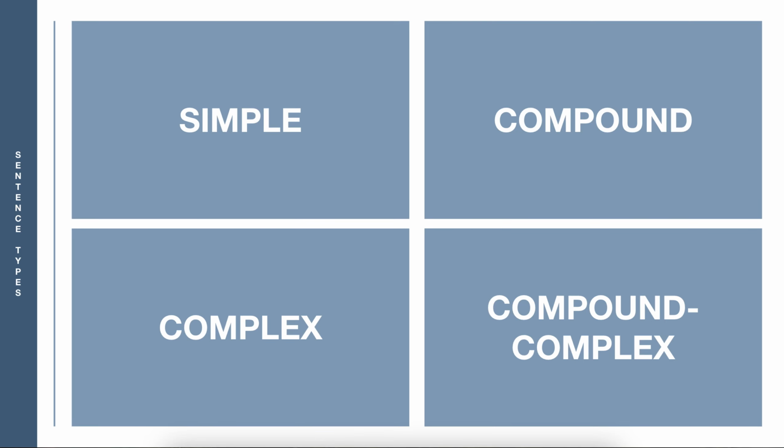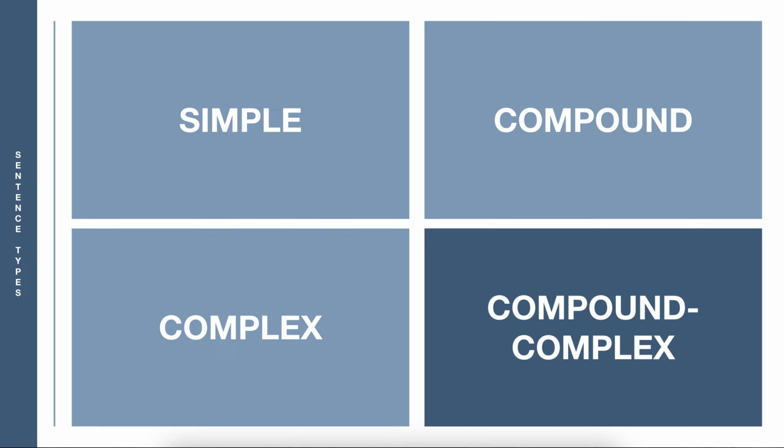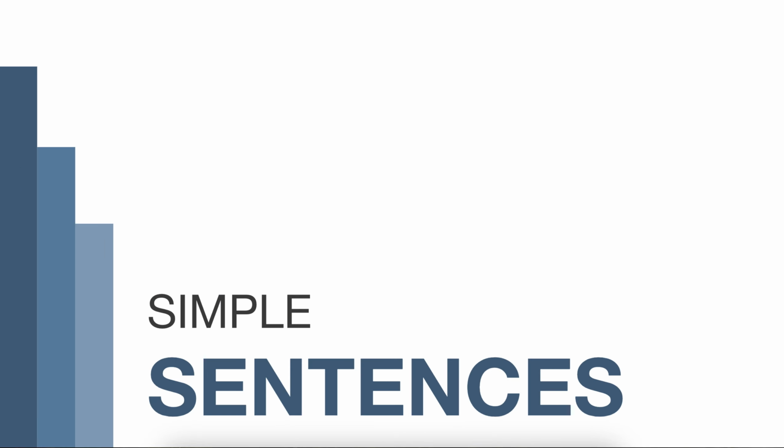Now, there are four main types of sentences in English. The first is simple, the second is compound, the next is complex, and then we have compound complex. We're going to talk about all four of these today, so make sure that you watch for those four types: simple, compound, complex, and compound complex. We're going to start with simple, though.